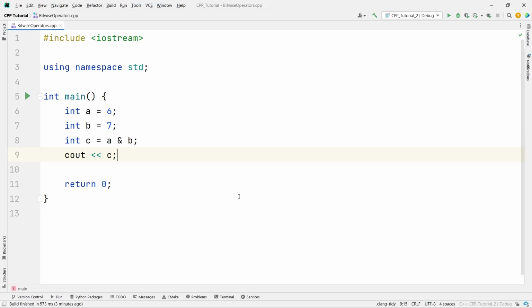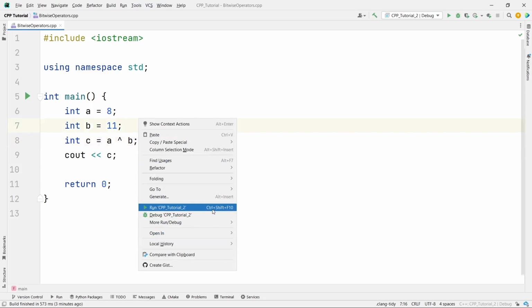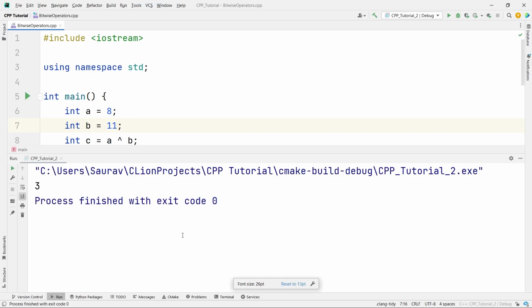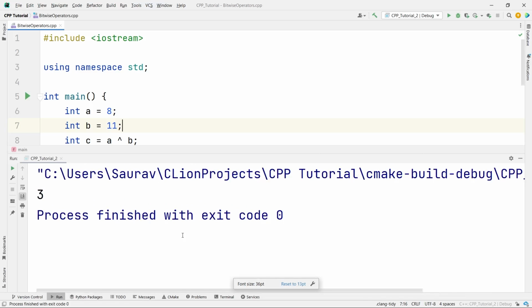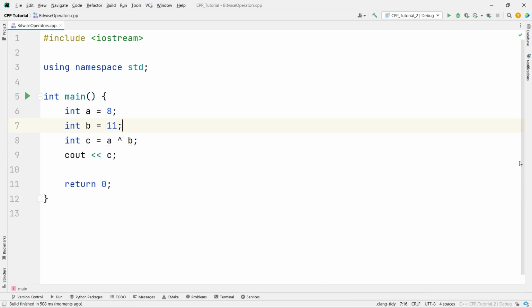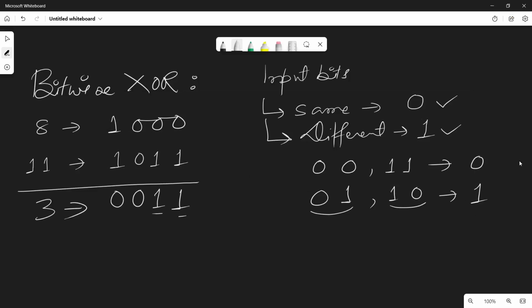Let's go back to our IDE and try to solve this. Okay. So one was 8 and one was 11, right? And let us change the symbol. This is the cap symbol or the caret symbol, guys. Let's try to run this and check. The output was 3, right? Yes, guys. See, we're getting the answer, 3. Fine. So I hope you have understood this. Just remember it, when the input bits are same, the output is 0, and when the input bits are different, the output is 1, as you can see here, right? Just remember this and you will be good to go with XOR operations.